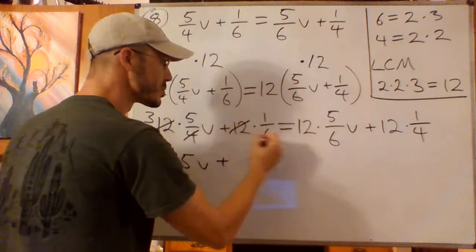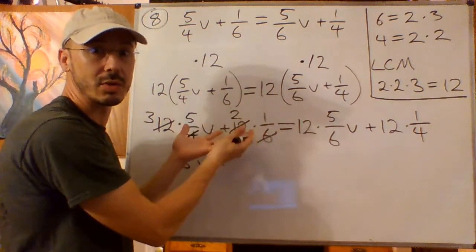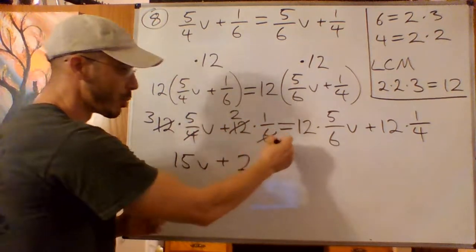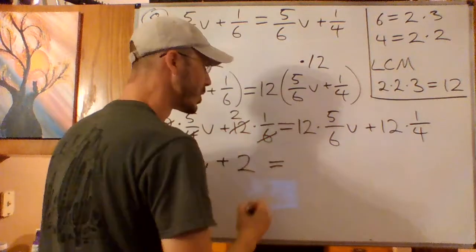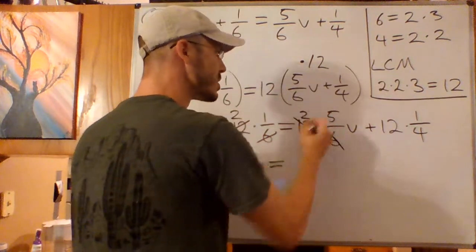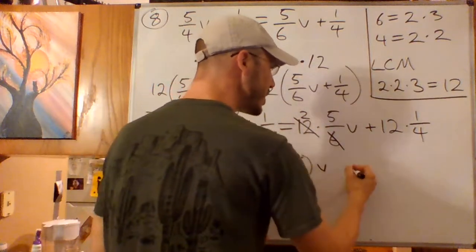The 12 cancels with the 6, leaving a 2. So all that's left there is that 2 upstairs, the number 2. You can put a 1 down here, but you don't need a 1 in the denominator. 12 and 6 again cancel, leaving 2, so it's 2 times 5, or 10v.